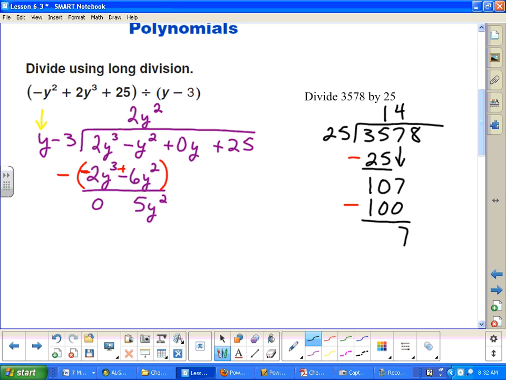Okay. So we're going to do the same thing with our variables. We're going to bring down the 0y, and then we're going to focus on the 5y squared and the y. So how many times does y go into 5y squared? Or what's 5y squared divided by y? 5y, right? So I'll put plus 5y over the y term.